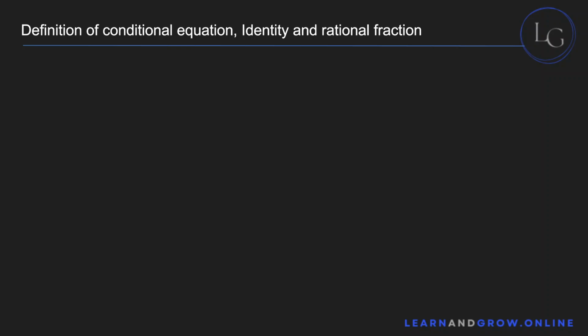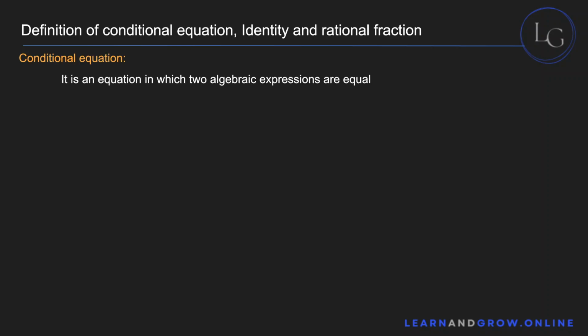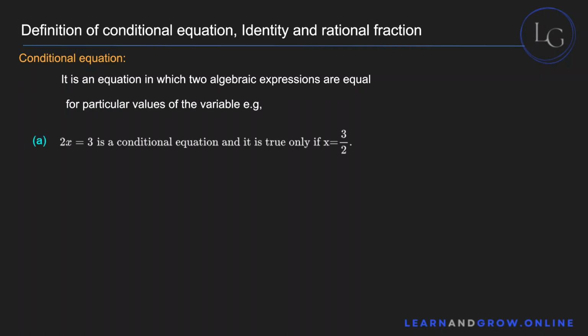Now, we'll discuss the definition of a conditional equation, an identity, and a rational fraction. So, first, let's discuss what a conditional equation is. Basically, it is an equation where two algebraic expressions are equal for particular values of the variable. Now, that may sound confusing, but let's just clear this up in an example.